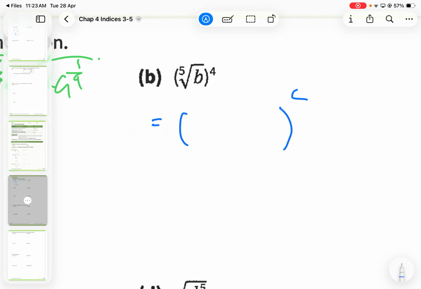I do what is inside the bracket first. They want me to write this in index notation, but now there is a fifth root of B. So I first change this to index notation first. The fifth root of B just means dividing the power of B by 5. Power of B is 1. That's why inside the bracket, instead of writing the root sign, I write it just as the index.